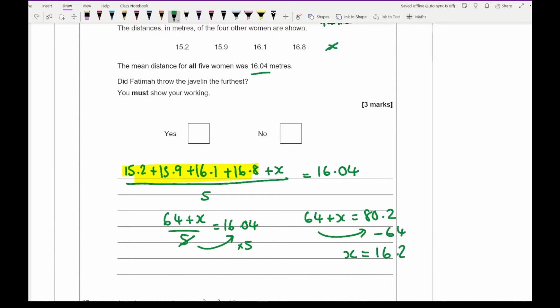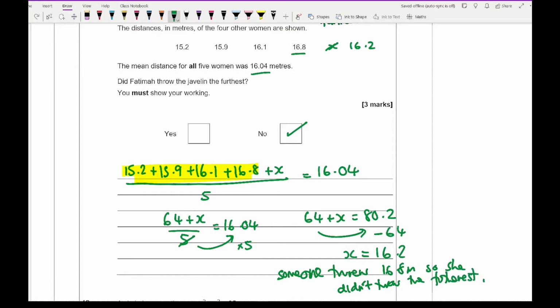So if that was Fatima's distance, is it the furthest? No, it isn't, because I've got 16.8, so the answer is going to be no. And you could say something along the lines of that someone threw 16.8 meters, so she didn't throw the furthest.